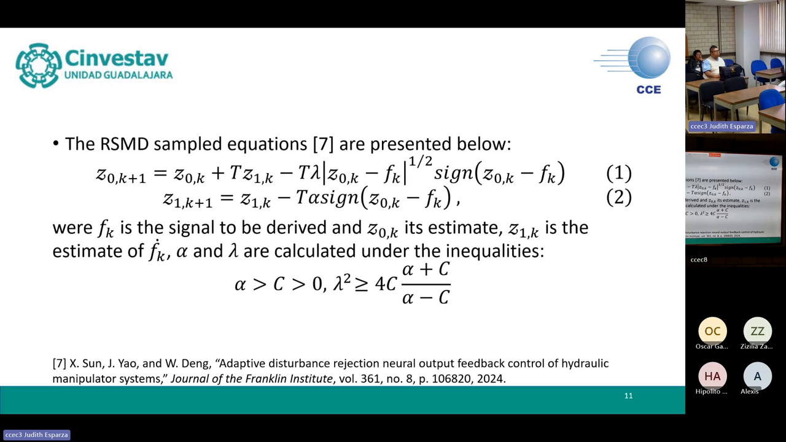The RSMD sample equation is represented below, where FK is the signal to be derived, C0K is the estimation of the FK, and C1K is the estimation of the derivative of FK. Alpha and lambda are calculated under the inequalities: C less than alpha and greater than zero, and the other one.